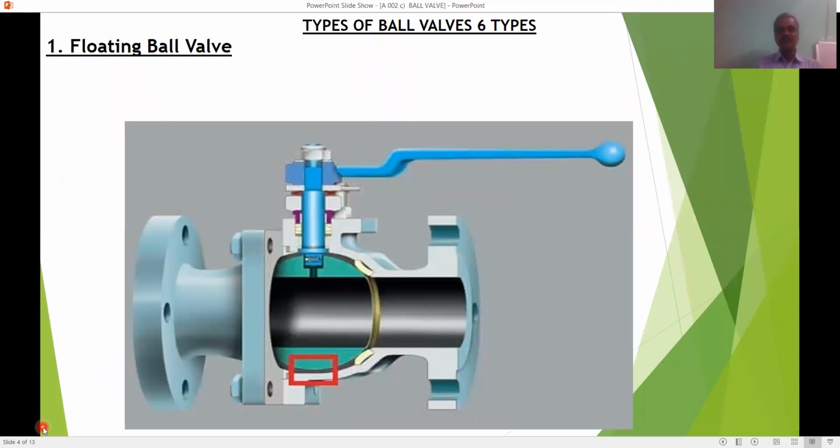Now there are different types of ball valves, 6 types. Number 1, floating ball valve. You see this diagram. In a floating ball valve, the ball is held in position by the compression of two elastomeric seats against the ball. You can see these elastomeric seats. The ball is free to float inside the ball body. See this diagram.